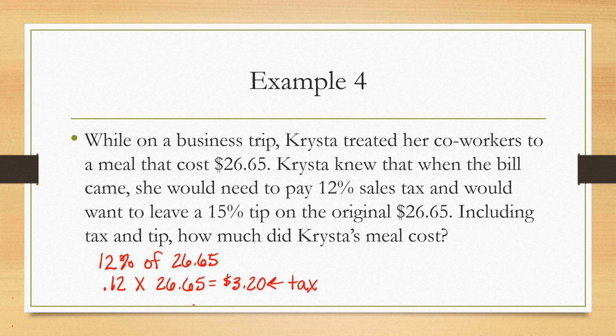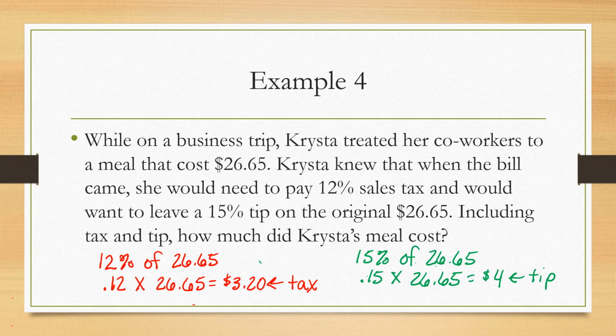Okay, we also need to calculate our tip, which was 15% of the original amount of also $26.65. So that is 0.15 multiplied by $26.65. So 0.15 times $26.65 gives us $4. So you need to ask yourself, what is $4 representing? Well, $4 is representing our tip.